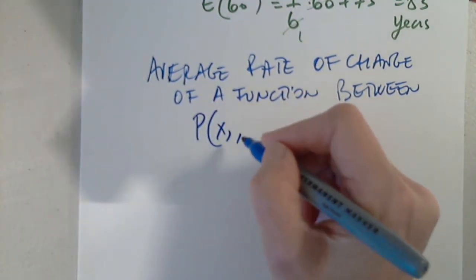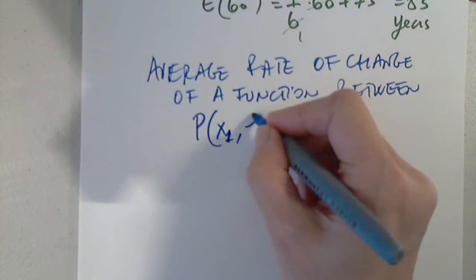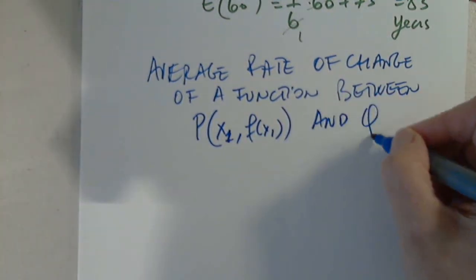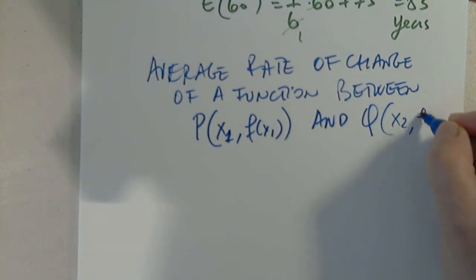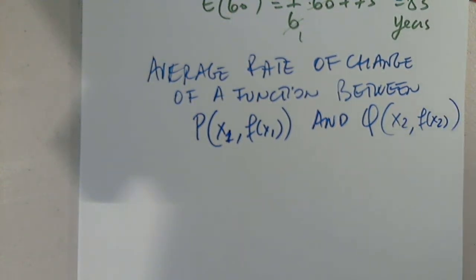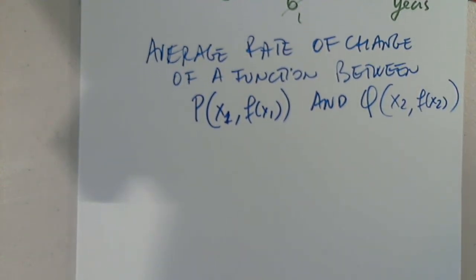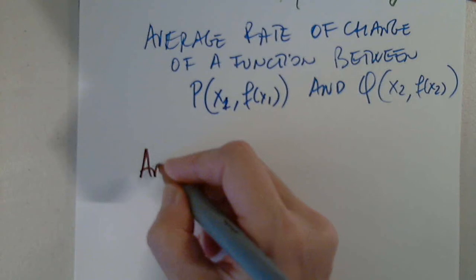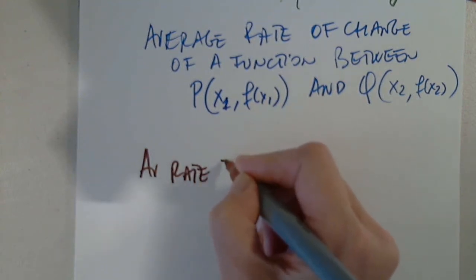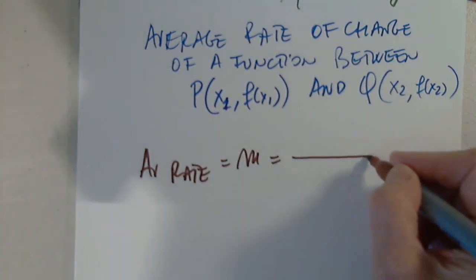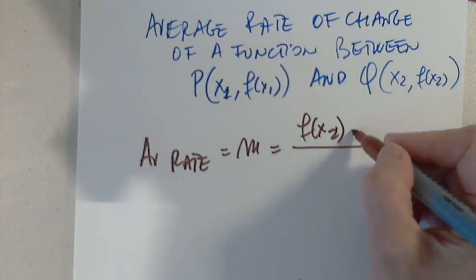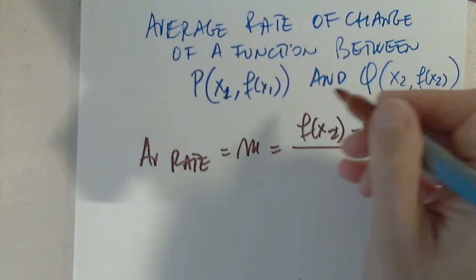point P (x1, f of x1) and point Q (x2, f of x2). We already know that is the difference quotient, or just the average rate of change, which is the slope of the line. Same thing, f of x2 minus f of x1 over x2 minus x1.